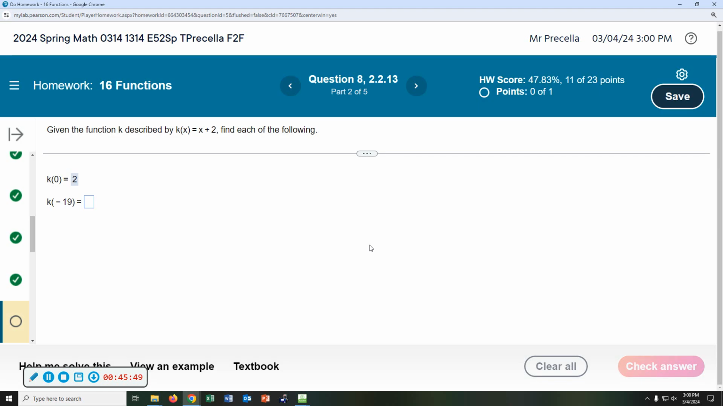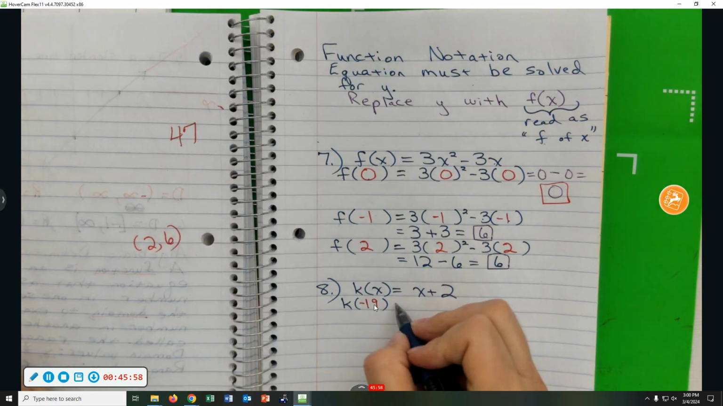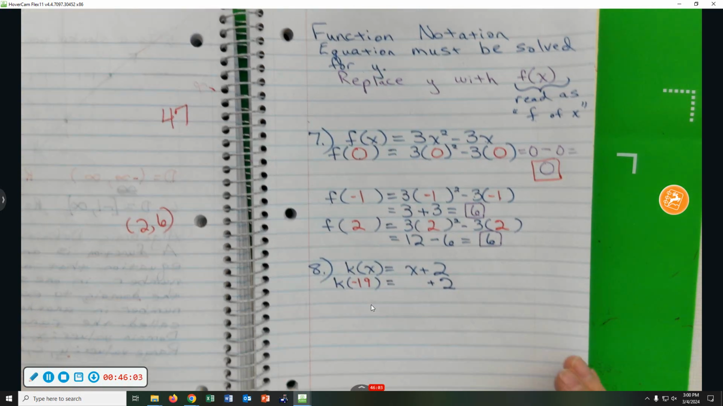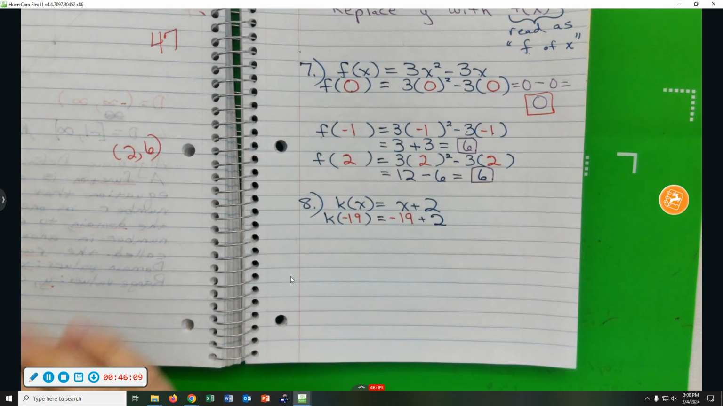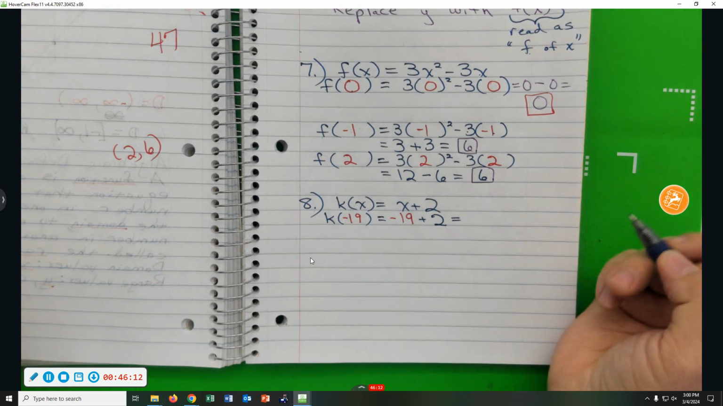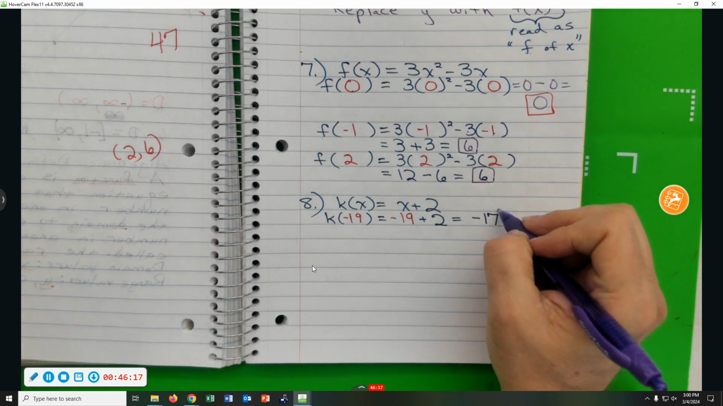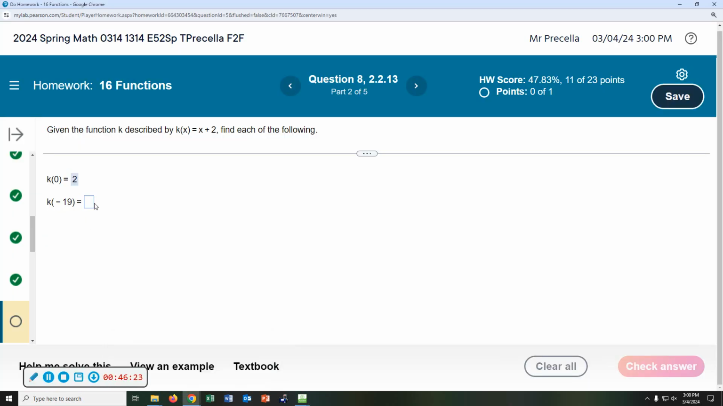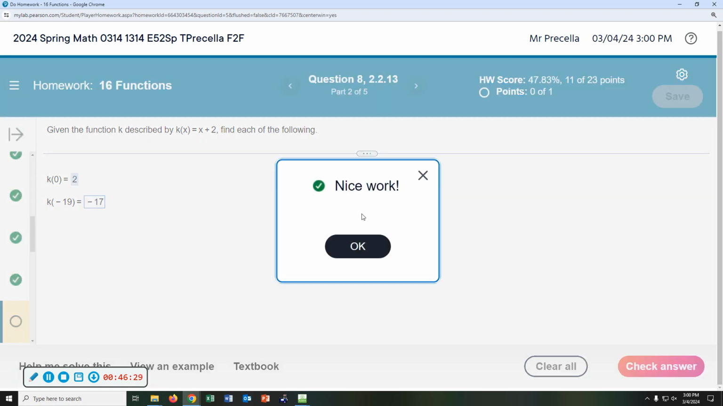The next one, k of negative 19. That says go to k and replace every x with negative 19. Negative 19 plus 2. What are we going to get as our y value? Negative 17. So negative 19 is assigned to negative 17. Whatever's in the parentheses, that's what you replace the variable with.